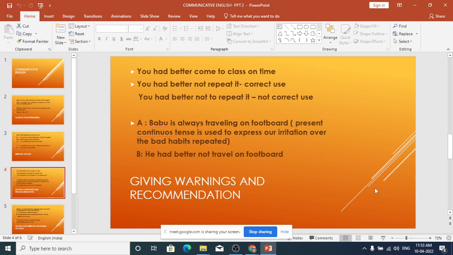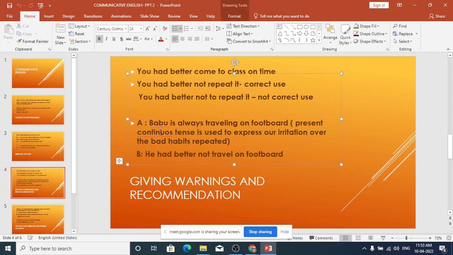Then, A: Babu is always traveling on footboard. Present continuous tense used to express our irritation over the bad habits repeated. See here, Babu is always traveling on footboard. So it is a continuous tense. But here we are using this continuous tense saying that we are not happy with that.